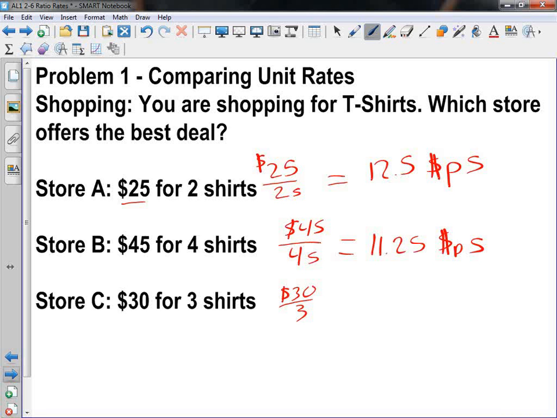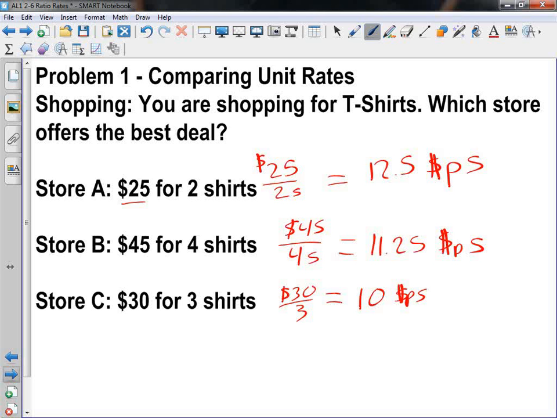So let's go to store C, right? We'll ask Carlos, what am I going to do? Divide it, right? And what do I get? 10. So I get $10 per shirt. Which one am I going to pick? Store C, right? I'm going to be saving money that way.